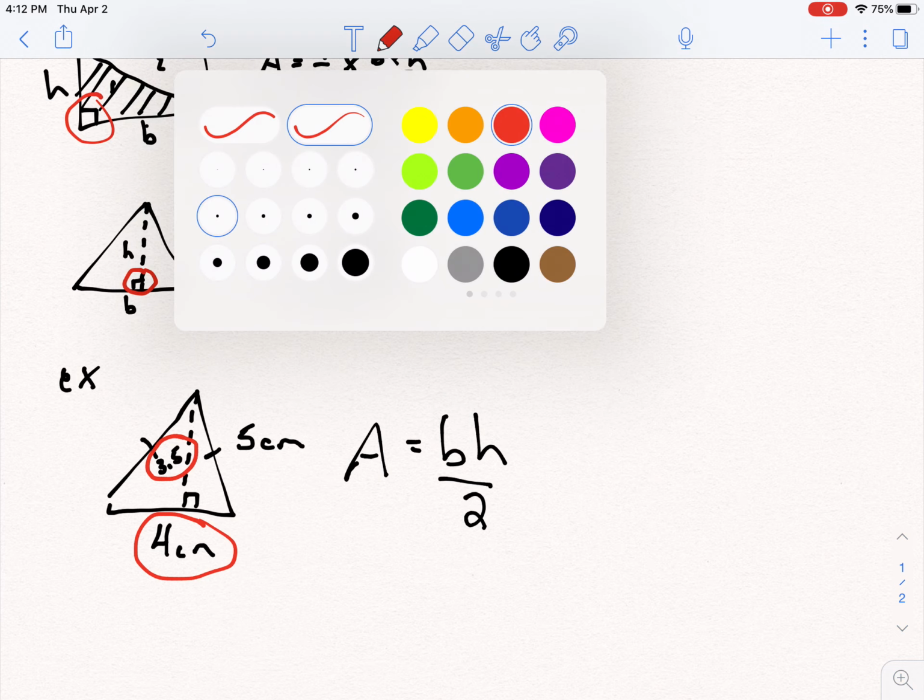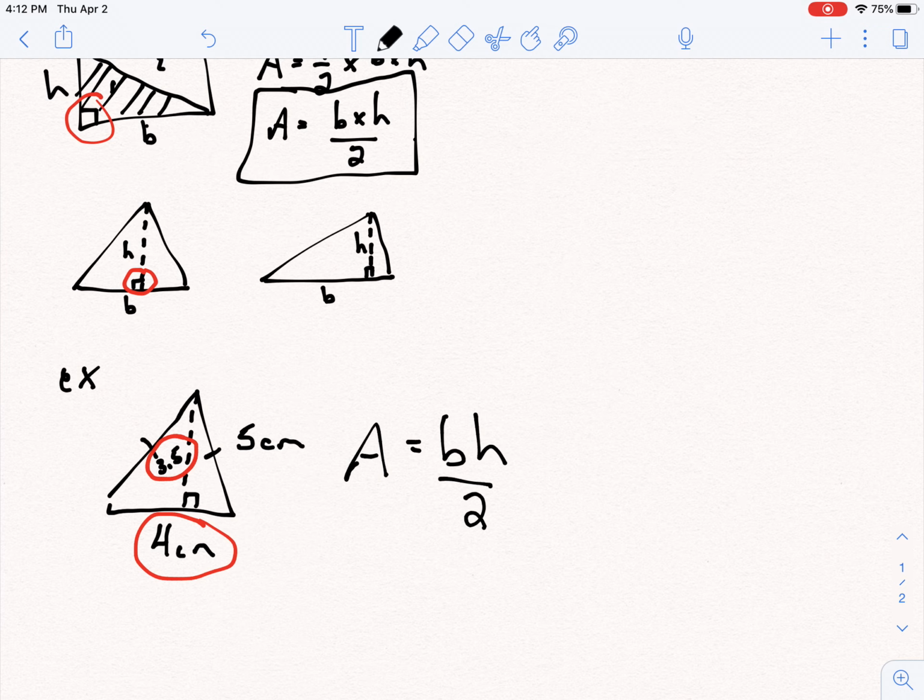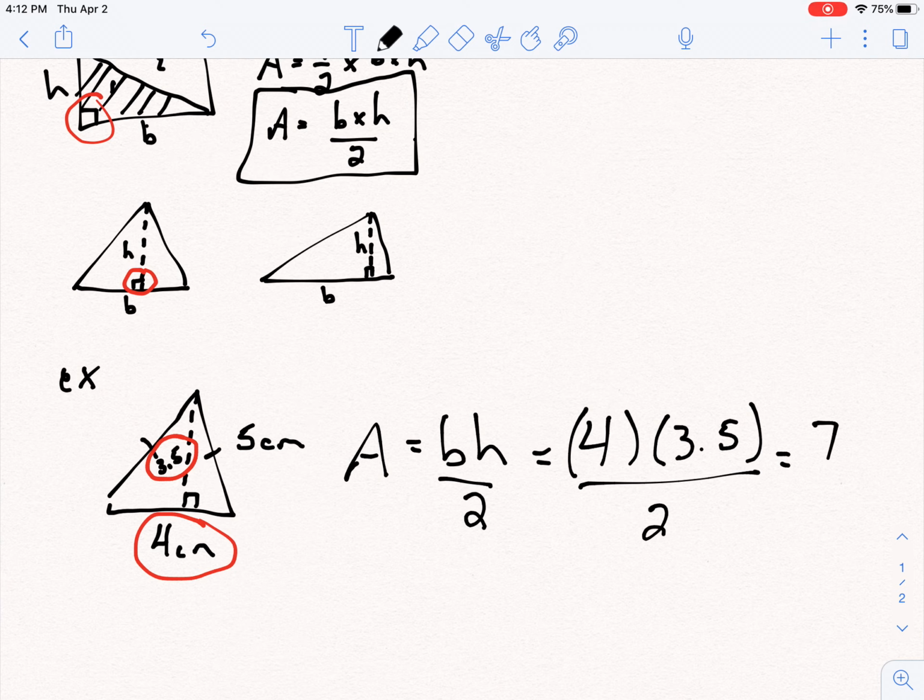So knowing that, all your wisdom, we now can turn around and say, to solve this area, we are simply going to say we have a base of 4. We're going to times that by my height of 3.5. We're going to take that and divide it by 2. When I plug that into a calculator, I see 4 times 3.5 is 14. 14 divided by 2 is 7. So we know my area is 7 centimeters squared. So that's how we're going to go through and find the area for a triangle.